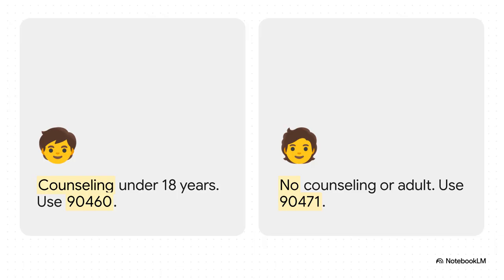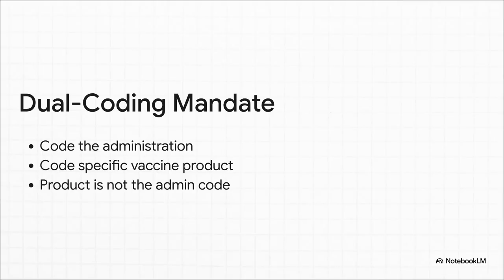But for that flu shot where no counseling was documented, or say if the patient was an adult, we completely shift gears. We use the route-based 90471 family instead. Seriously, if counseling isn't clearly documented in the vignette, do not just assume it happened. And this perfectly illustrates the absolute most important rule of immunizations, the dual coding mandate. You must always code both the administration code and the specific vaccine product code together. The product code is not the administration code. The exam fully expects you to report both of these, unless the scenario specifically mentions the vaccine product was free or supplied differently.